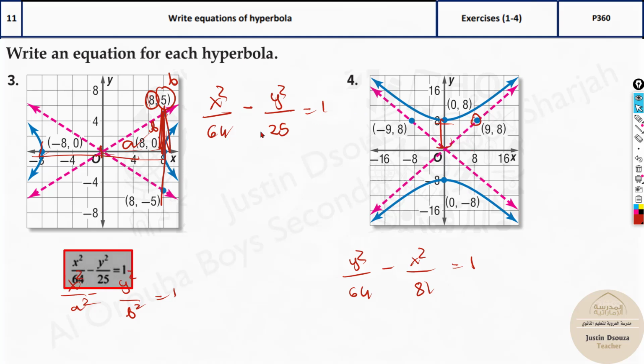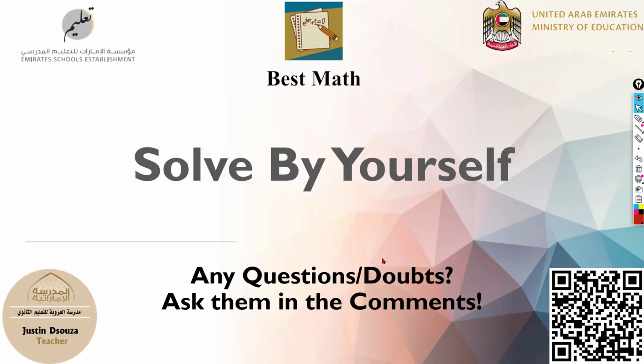x squared by 64 over here minus y squared by 25 equals 1. And we had y squared by 64 minus x squared by 81. Those are the answers. Please try to solve them by yourselves, and if you have any doubts, please post them in the comments. I will try to get back to you very soon.